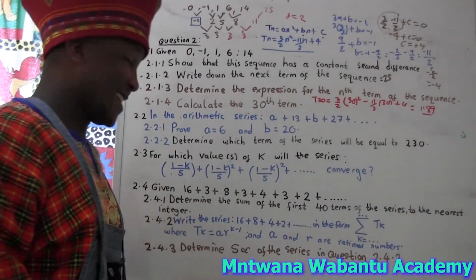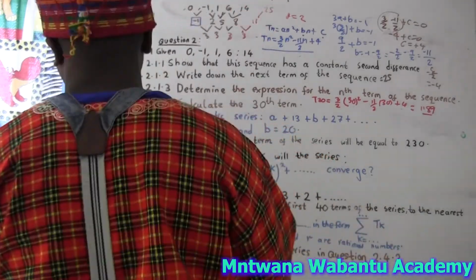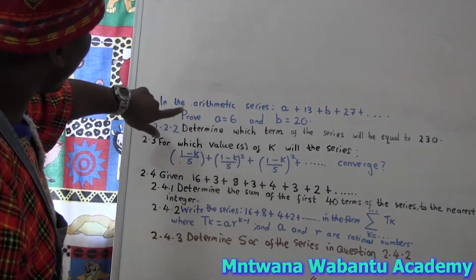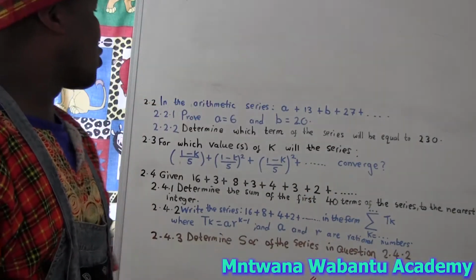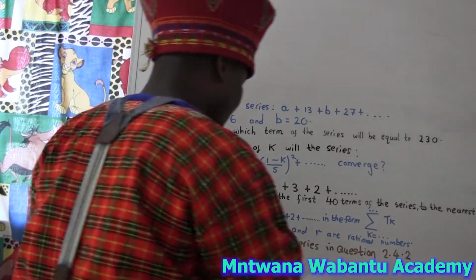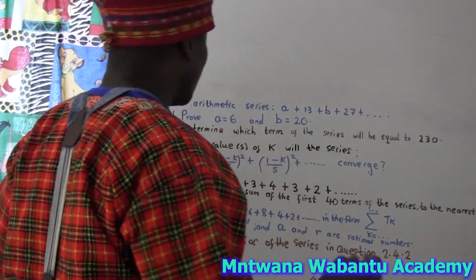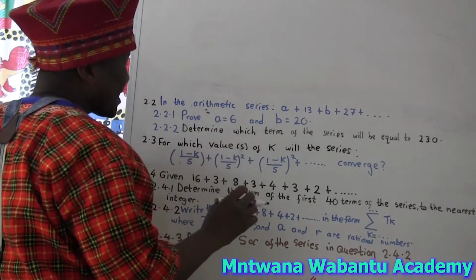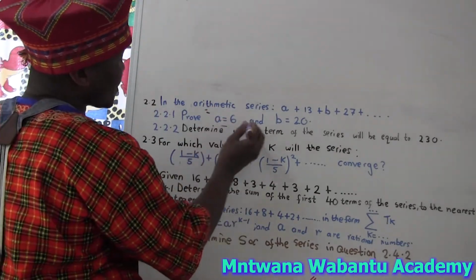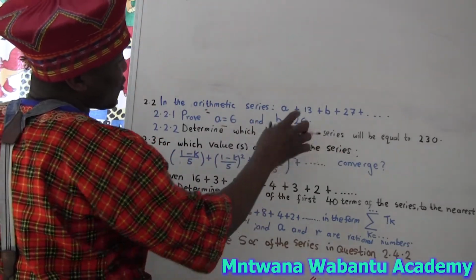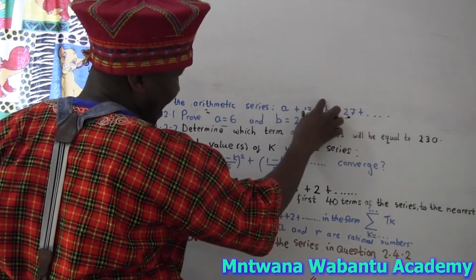And that's how you do it. Easy, man. Let's go. So now we go to question number 2.2. So let's say the arithmetic series. Oh, arithmetic, correct. Excuse me. We know exactly it's arithmetic. So for that case, easy. Say prove A equal to 6 and B equal to 20.